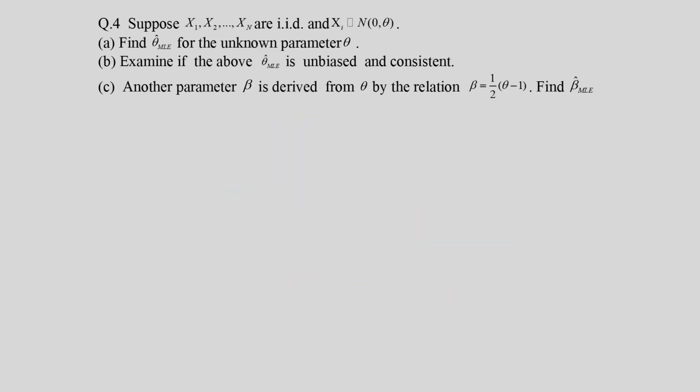We will go to question 4. Suppose x1, x2 up to xn are IID, identically independent and identically distributed, and xi is distributed as normal with mean 0 and variance theta. Find theta hat MLE for the unknown parameter theta. Theta is the unknown parameter. We have to find the ML estimator for theta. Examine if the above theta hat MLE is unbiased and consistent.